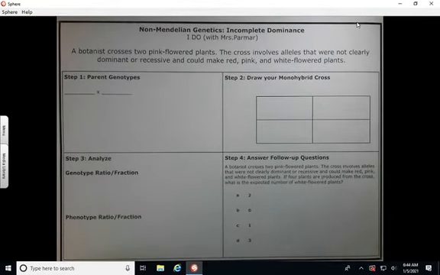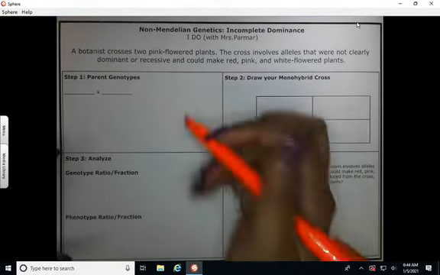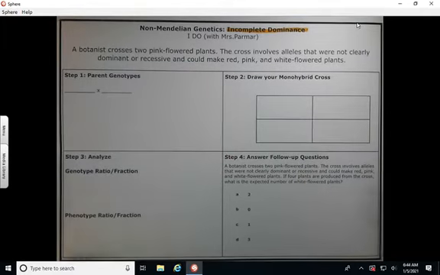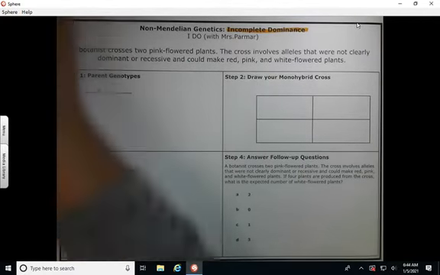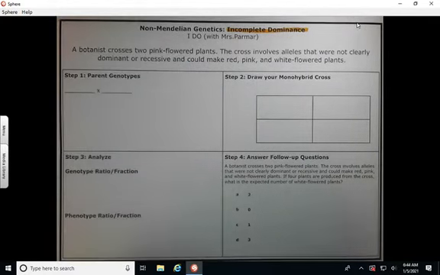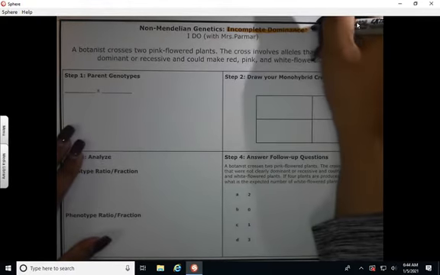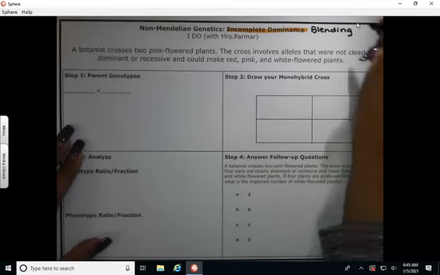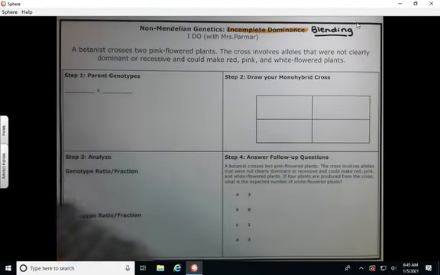Today we're going to be breaking the rules of genetics. So we're going into a unit of non-Mendelian genetics, and the specific problem we're talking about is incomplete dominance. The way you want to remember this is by thinking of the word blending. Whenever you see incomplete dominance, you're seeing a mixture happening, a blending happening. So let's go ahead and go into our problem.